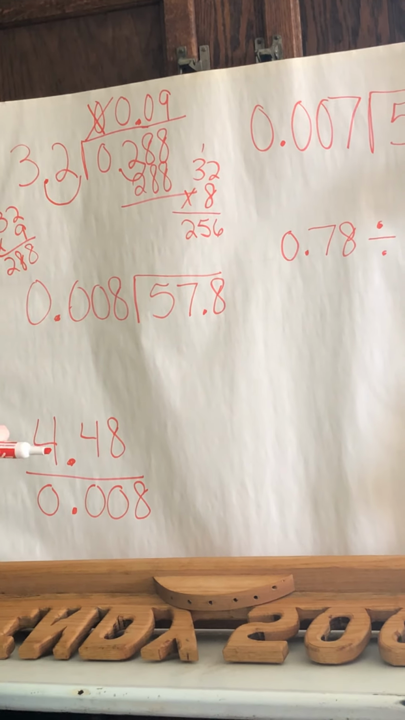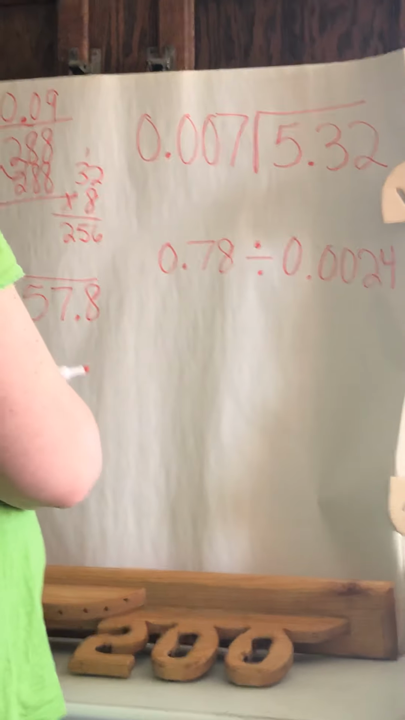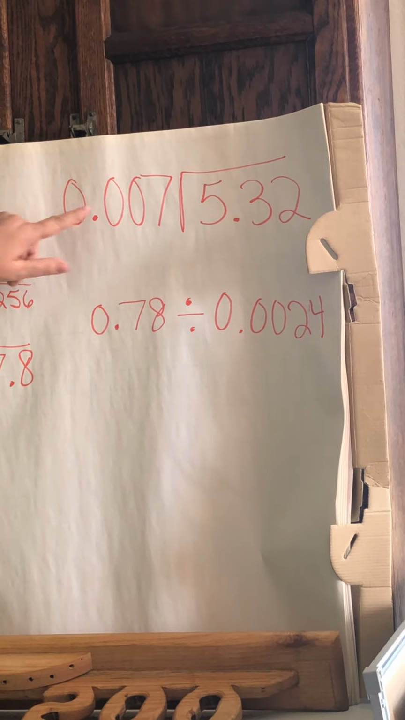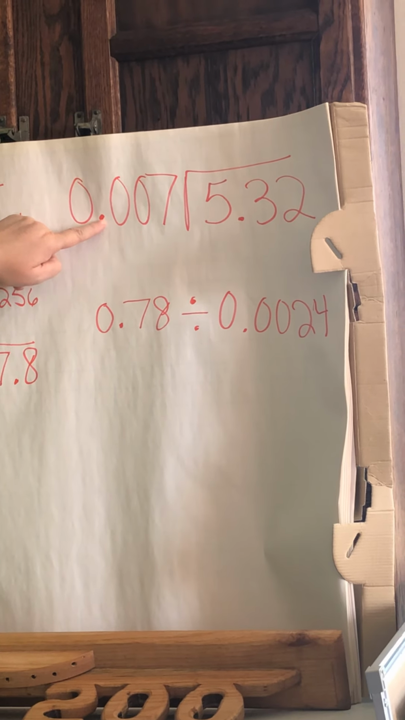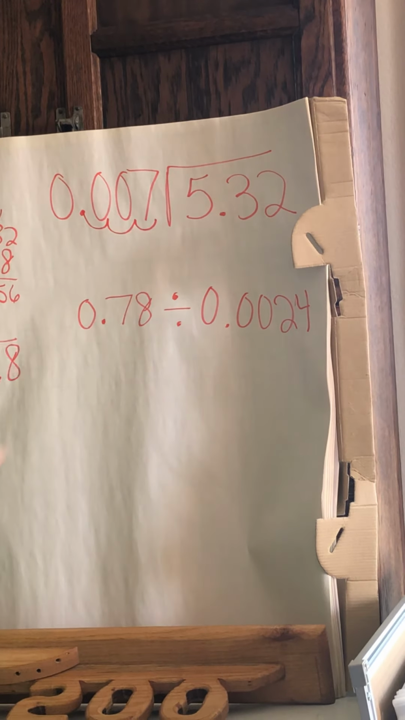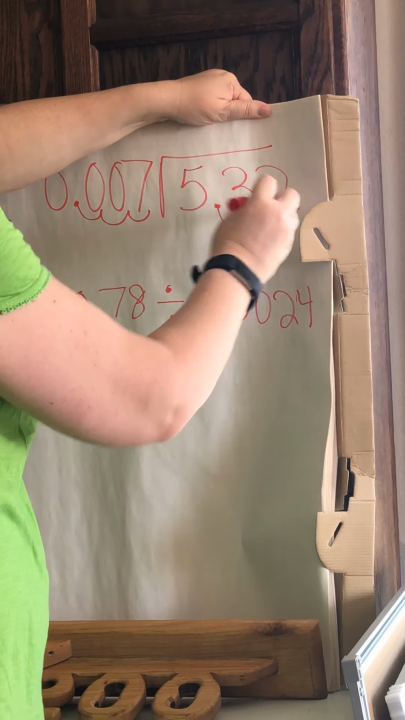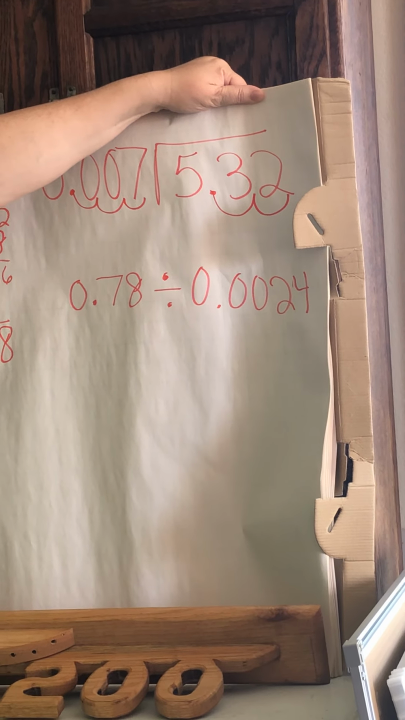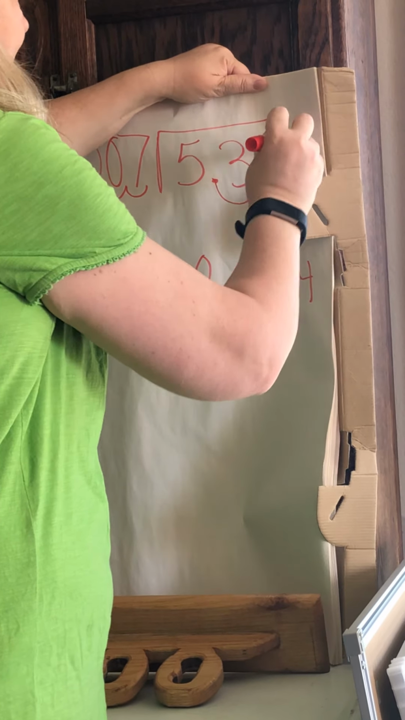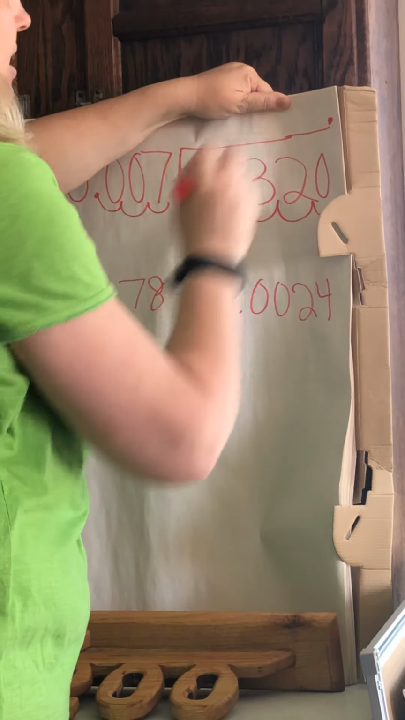All right, let's go over to this one. 0.007 divided into 5.32. How many times do I need to move this decimal to get it all the way over to the right? Well, 3 times. 1, 2, and 3. I've got to do this over here as well. 1, 2, uh-oh. What am I going to have to do? Add a 0, you are correct. There's your 3rd time, so it's going to be placed at the very end.